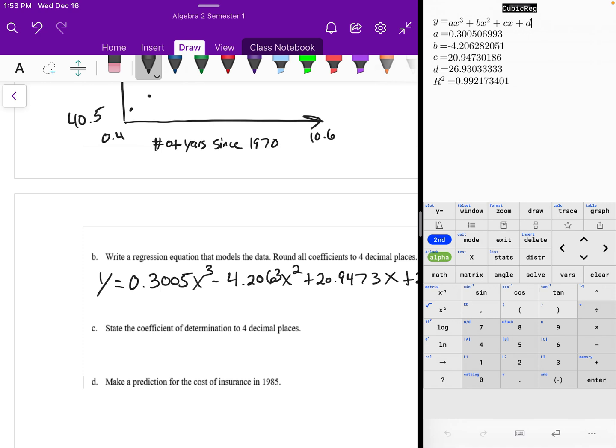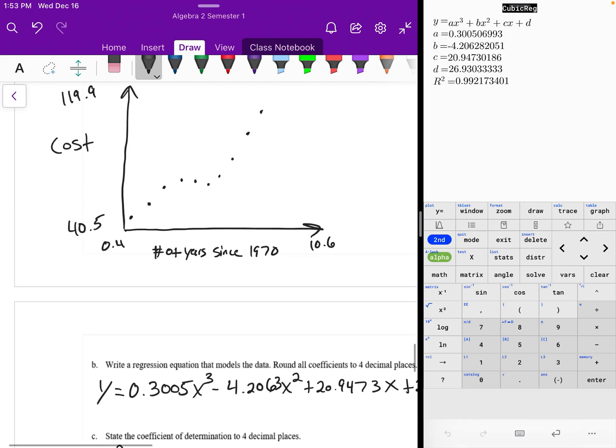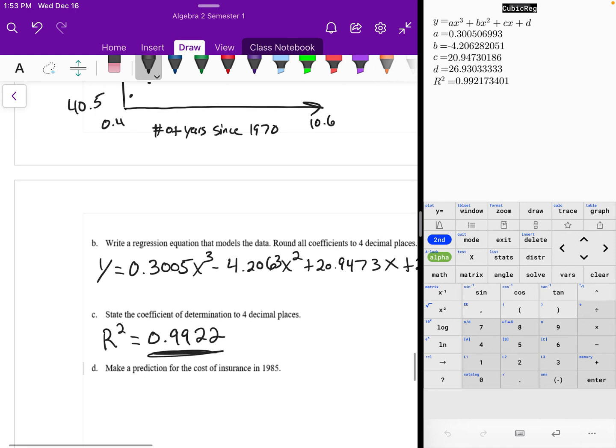Now state the coefficient of determination to 4 decimal places. That's that r squared value. So r squared is equal to 0.9922. Now, what you should do is just double check that that is the proper regression to run. Remember, this coefficient of determination tells us how strong of a fit that equation is to the scatter plot. That's a very, very strong fit.